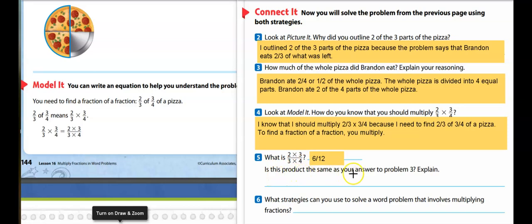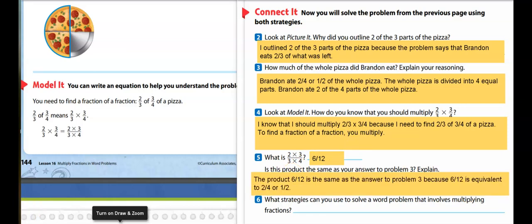Is this product the same as your answer to problem 3? So again, we're going to see if this product, 6/12, is the same as our answer to problem 3. And the answer we got for problem 3 was 2/4 or 1/2. If so, explain. So go ahead and work that out at this time and write your answer in the space below. All right, so for number 5, your response should state the product 6/12 is the same as the answer to problem 3 because 6/12 is equivalent to 2/4 or 1/2.